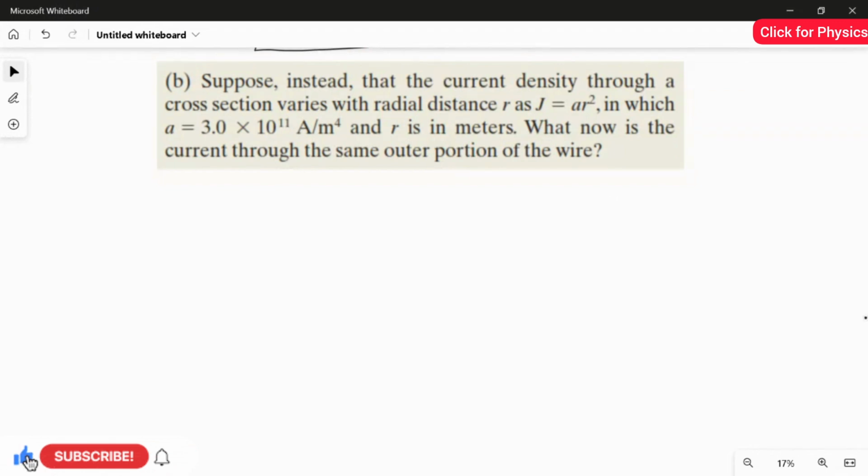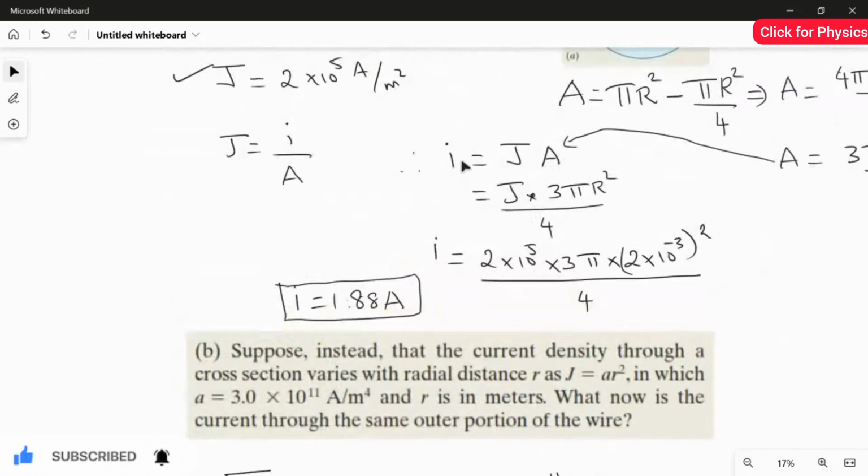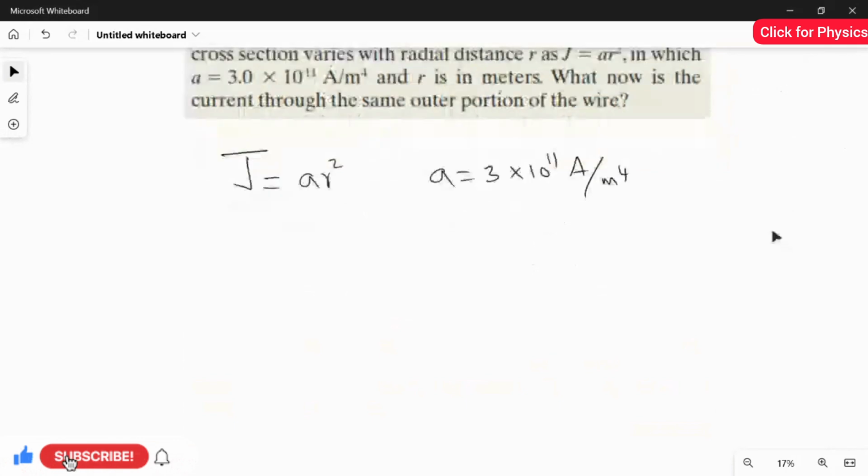So here, first of all, let's write the given. They clearly mention the current density, which is equal to A r square, and the value of A is given here as 3 multiplied by 10 power 11 ampere per meter power 4. Now it is not uniform, so I have to take the same rule. What is the rule? The current I is equal to J multiplied by A. So the same concept, but this is not uniform. So I have to use the rule I equal to J multiplied by A.